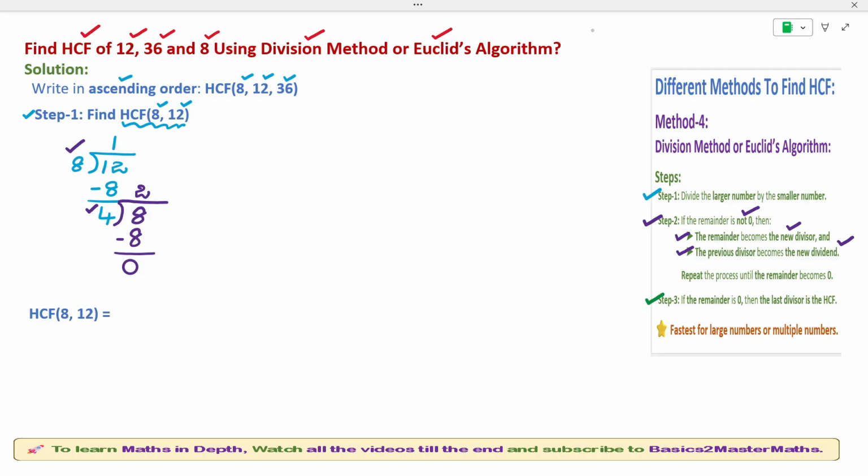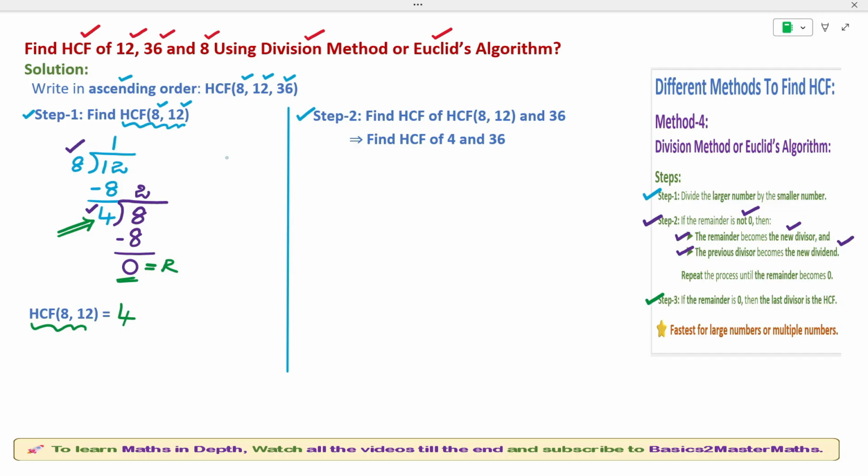Step 3. If the remainder is 0, then the last divisor is the HCF. Therefore, HCF of 8 and 12 is 4. Got it?